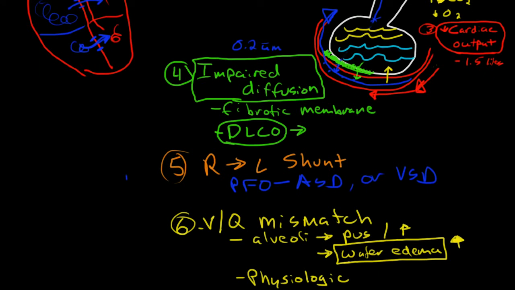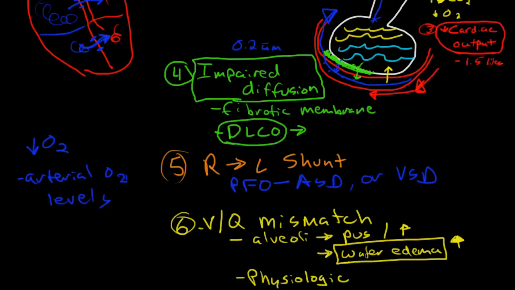Now all of these things can cause decreased oxygen levels, and particularly arterial oxygen levels, and we will note them on an arterial blood gas. Okay, so that is a brief introduction to hypoxia.